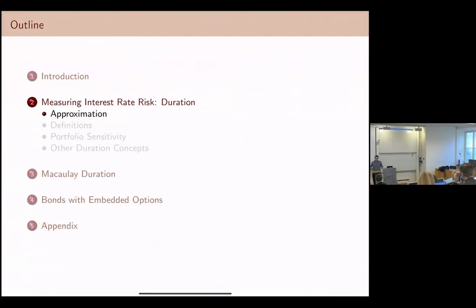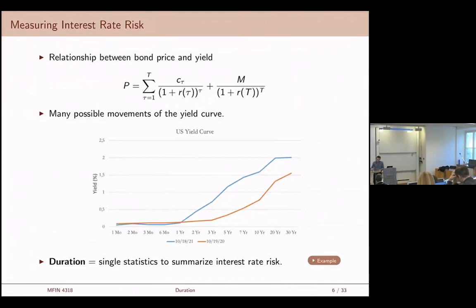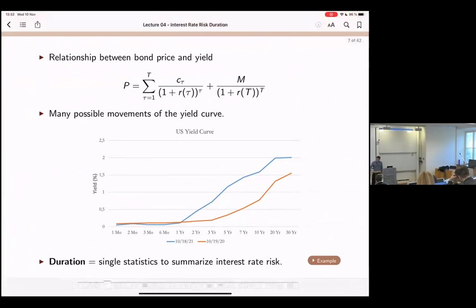Okay, so now the question is how do we measure it, right? So let me motivate a bit why it's not so obvious. That's again the relationship between bond prices and yields. Now what you can do is say, well, if interest rates move in a certain way, if the yield curve goes from what it is today to another pattern, I can compute the new price of the bond. So I can tell you if rates move that way, then the price will be this or that, right? Now the problem is that there are many possible ways in which the yield curve can move.